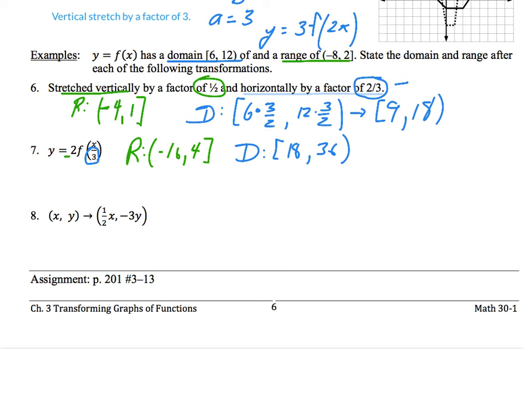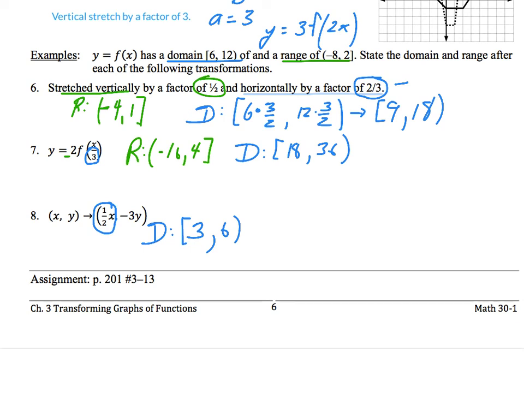Now question number 8 is kind of nice because mapping notation, which is what we have in question 8, tells us exactly what happens to each of the values. So here as I look at this, it's telling me that all of the x values get multiplied by a half. So I can just take my original domain and multiply each of those values by a half. So 6 times a half gives me 3, and the 12 times a half gives me 6, and there we have the domain.